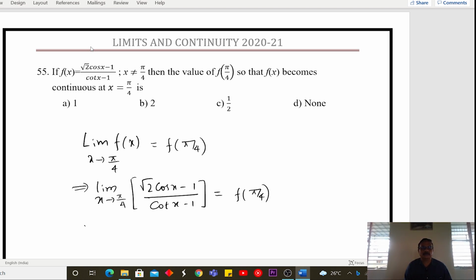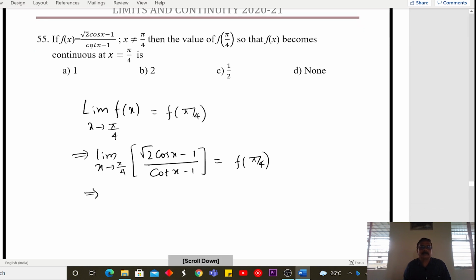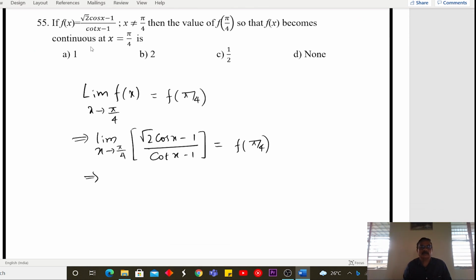To find f of pi by 4, put x equal to pi by 4 and see what happens. Root 2 times cos 45 degrees is root 2 times 1 by root 2, the root 2 cancels, so 1 minus 1 is 0. Then cot 45 degrees is 1, so 1 minus 1 is 0. So it is in the form 0 by 0, right? Then differentiate numerator and denominator separately using L'Hospital rule.